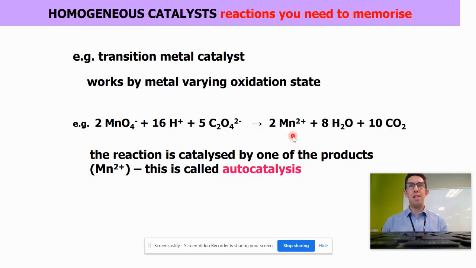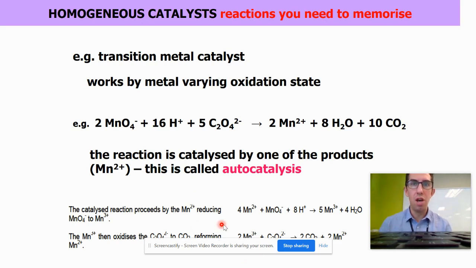So the reaction is catalyzed actually by one of the products. The Mn2+ is the actual catalyst. So this is called autocatalysis because the product is the catalyst. So this reaction occurs first, making some of the catalyst, or you could provide it. And then the catalyst reacts with the MnO4-, making Mn3+. And then the Mn3+ reacts with the C2O42-, making the product, carbon dioxide, and regenerating the catalyst, which is also a product. Now, these equations are a right pain to remember. I don't think there's an easier way to do it other than just practice.